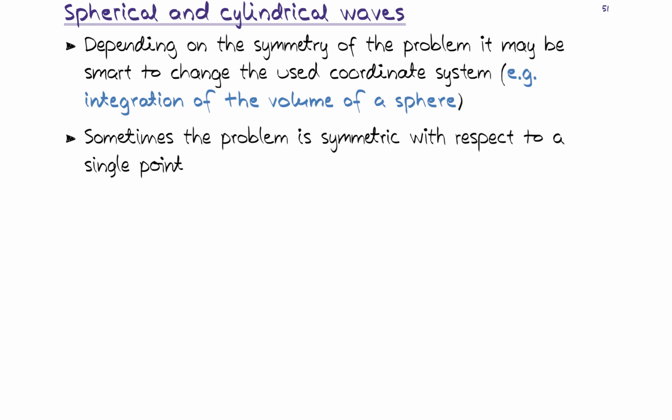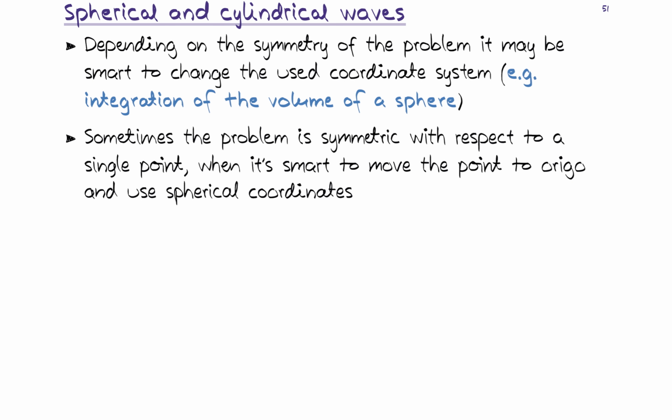Sometimes your problem is symmetric with respect to a single point in space, and then it's really often smart to move this point to be the origo and use spherical coordinates. So if things look identical in all directions when you are going away from this single point, then the spherical coordinate system might be the smartest of choices. But of course, this depends a little on intuition and understanding, when to transform and when not to.